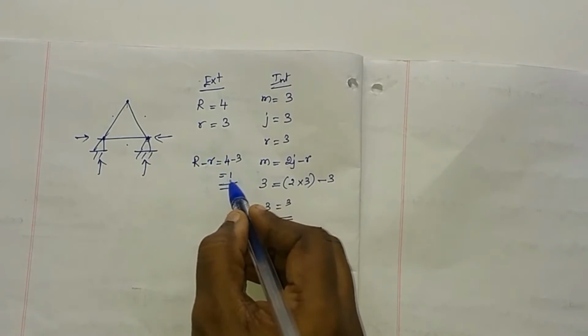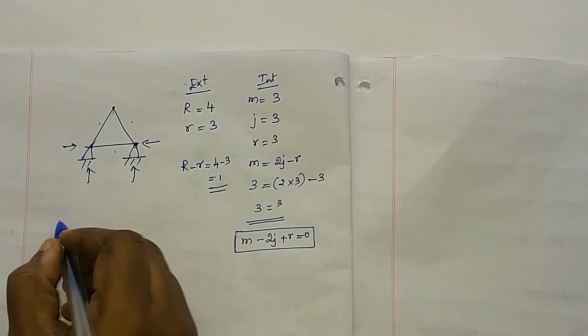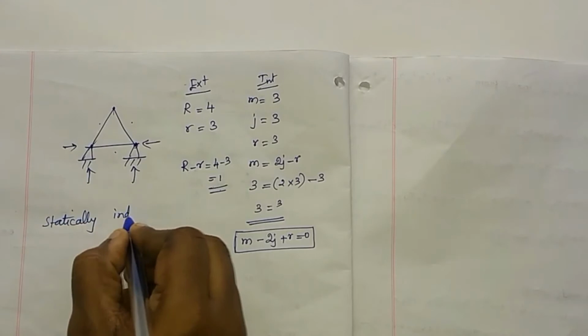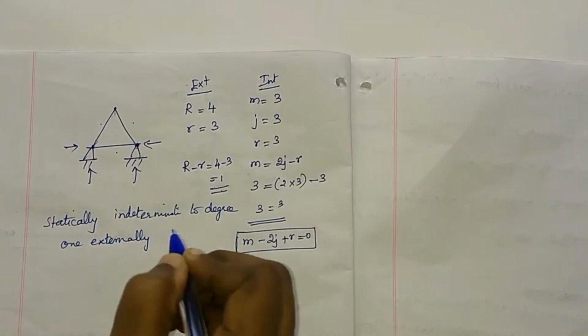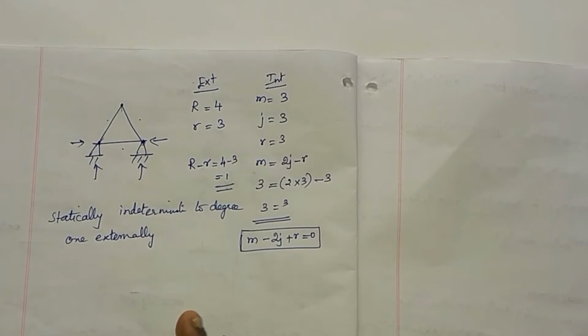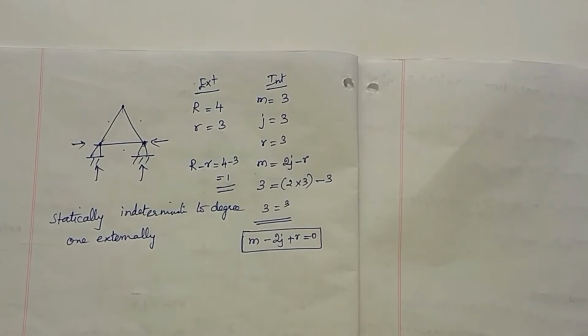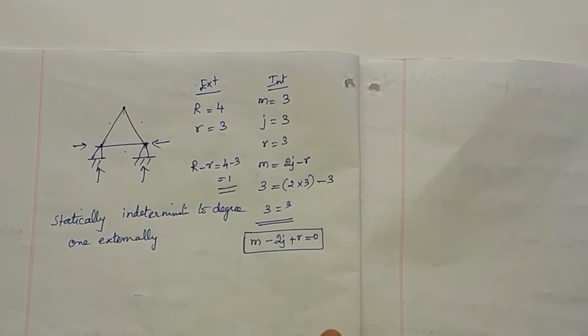Internally it is determinate. So I can write a statement, this structure is statically indeterminate to degree 1 externally. I hope you can understand now. For any closed structure, you should find what is the external indeterminacy. You should find what is the internal indeterminacy and check whether both internally and externally it is determinate, or it is indeterminate to any degree, or it is unstable.